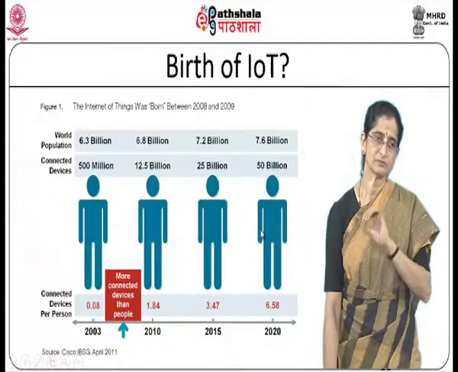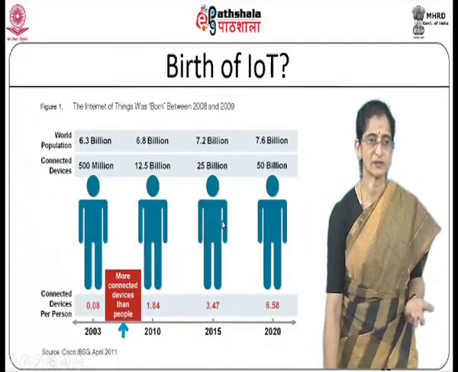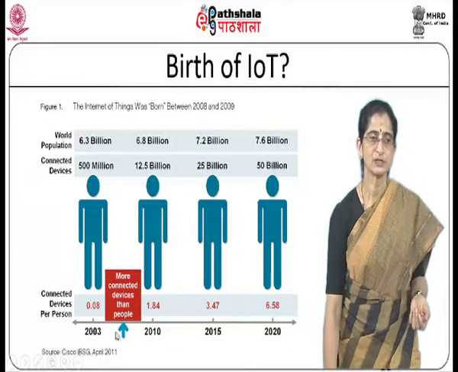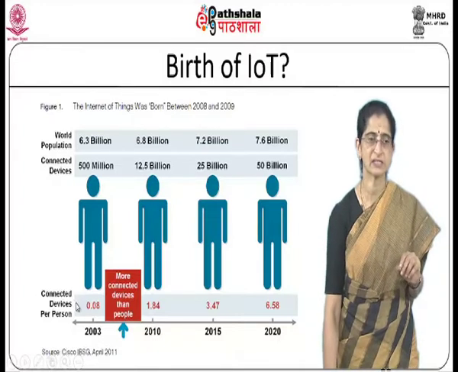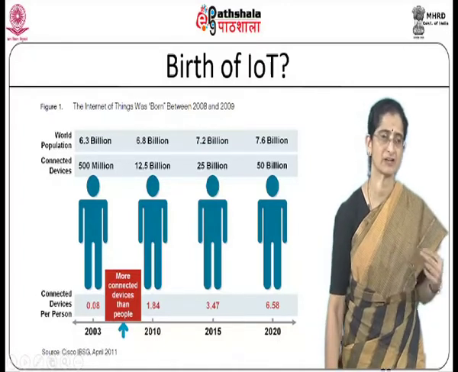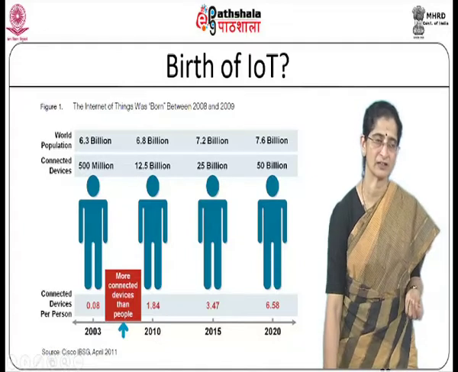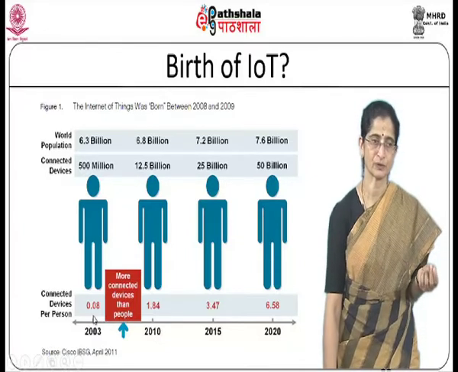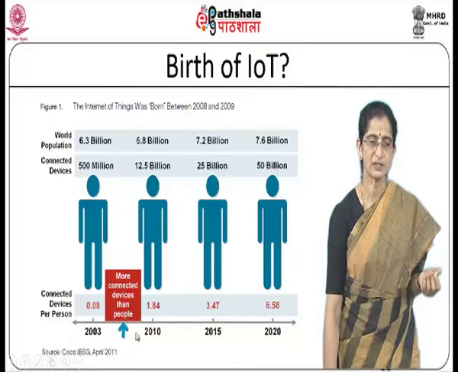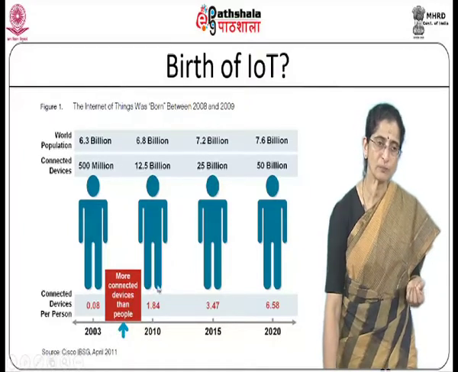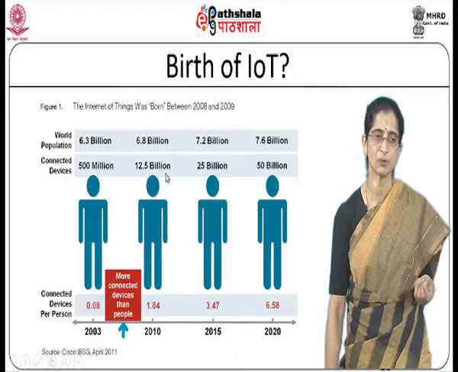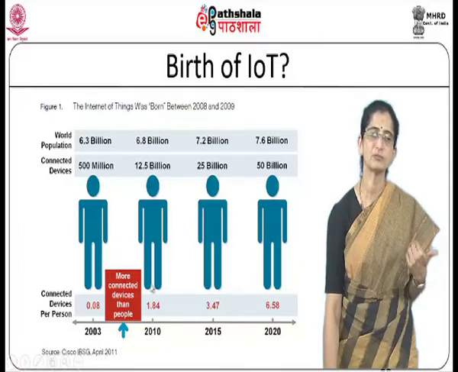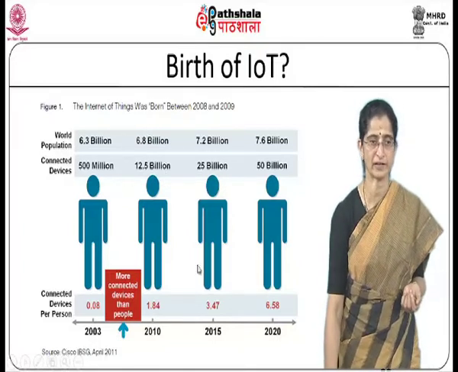So, if you look at when IoT actually started picking up, you will find that in about 2003, the number of connected devices per person, the number of devices that we are carrying or the ones that we have, started increasing. In 2003 it was about 0.08. By 2010 it became about 1.84. So you can see that if the world population was 6.8 billion, the connected devices number is about 12.5 billion, more devices than the number of people who are connected.